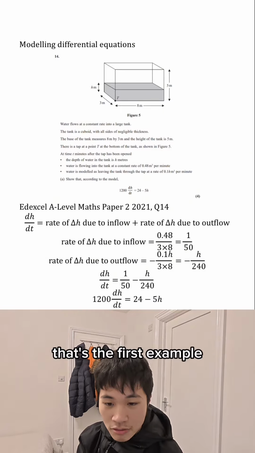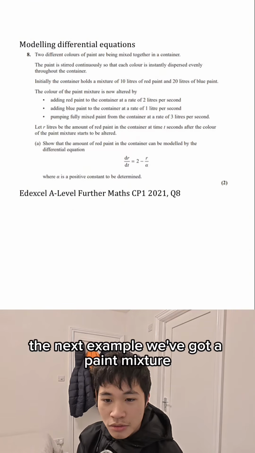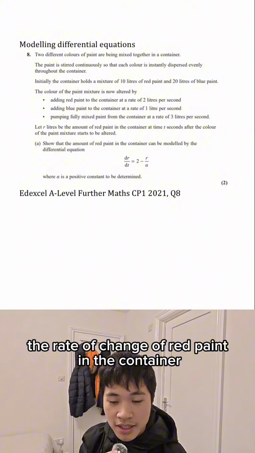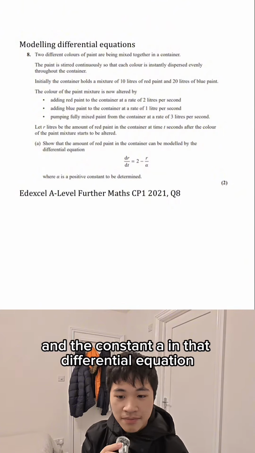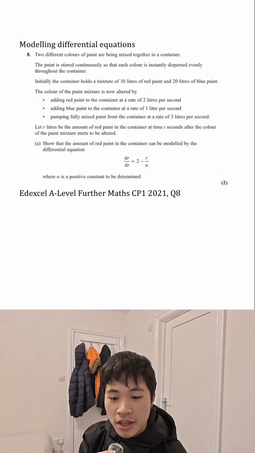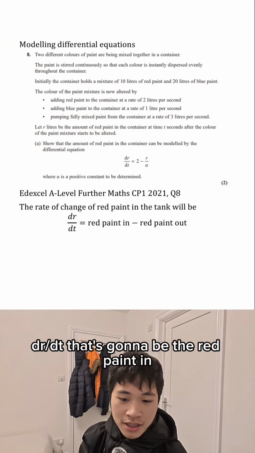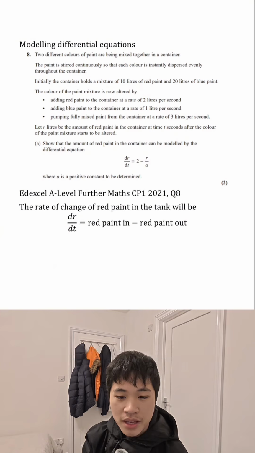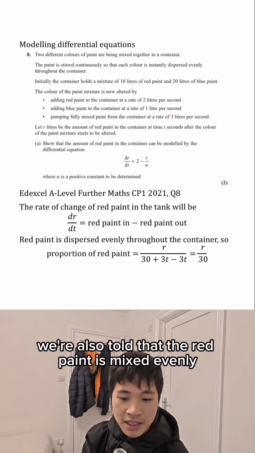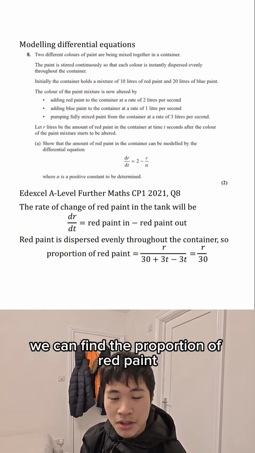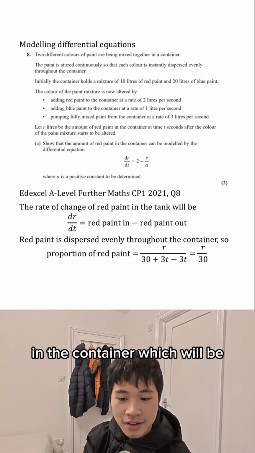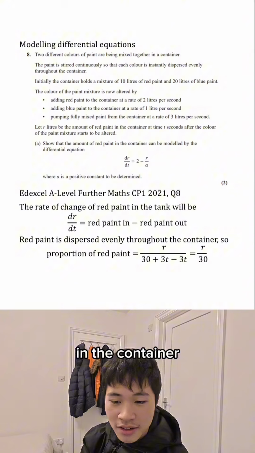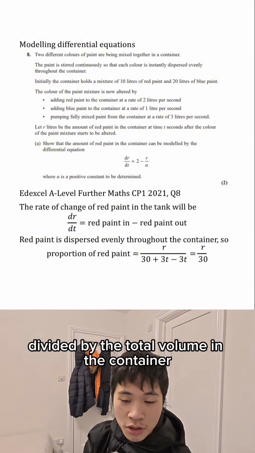That's the first example. The next example, we've got a paint mixture, and we need to find the rate of change of red paint in the container and the constant A in that differential equation. So we know the rate of change of red paint, dr over dt, that's going to be the red paint in, subtract the red paint out. We're also told that the red paint is mixed evenly throughout the container, so we can find the proportion of red paint in the container, which will be R, which is the amount at any time in the container, divided by the total volume in the container.